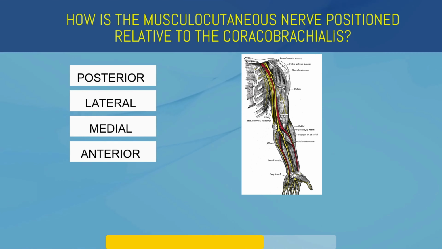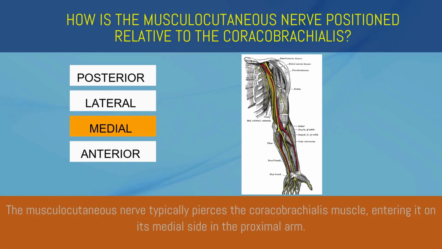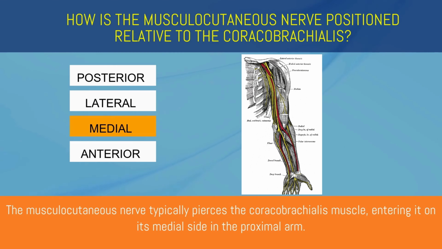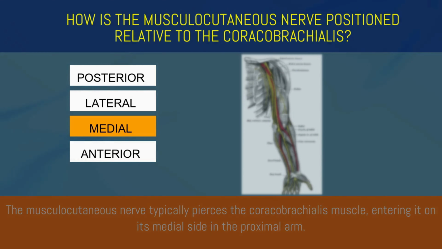Posterior, lateral, medial, or anterior? Medial. The musculocutaneous nerve typically pierces the coracobrachialis muscle, entering it on its medial side in the proximal arm.